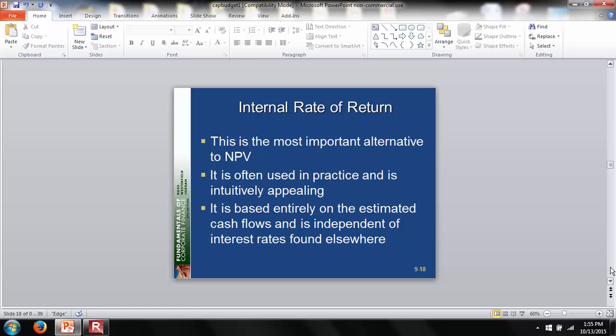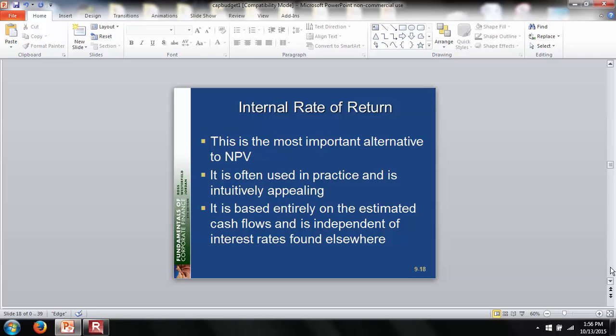Now we want to talk about the internal rate of return, and as I told you before, the internal rate of return is almost equally used in industry. Now why is it used so much? Although it might have some issues, the main reason why it's so popular is because it's one number that gives you a lot of information about the project.